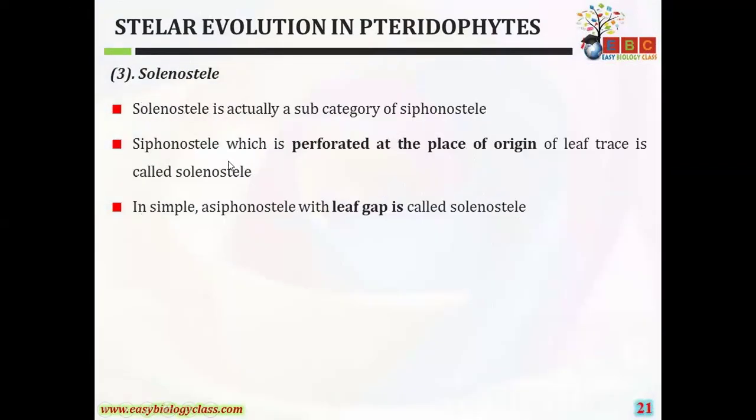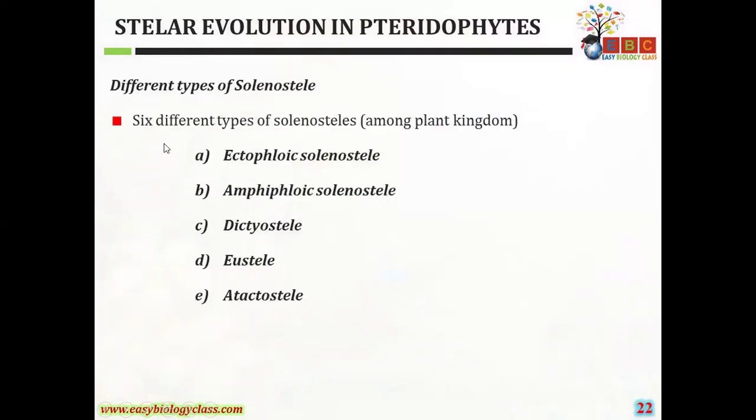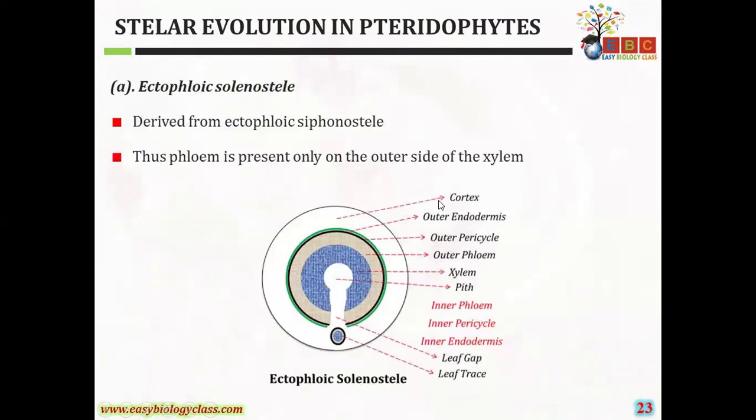Next, solenostele. This is the stele I told you is the advanced form of all the stele categories. Here we can see the presence of the pith region in the center, with the leaf gaps. Such a condition is called the solenostelic condition. These solenosteles are again divided into six different types based on the plant kingdom: ectophloic solenostele, amphiphloic, dictyostele, eustele, and atactostele. You can see here, this is an ectophloic solenostele.